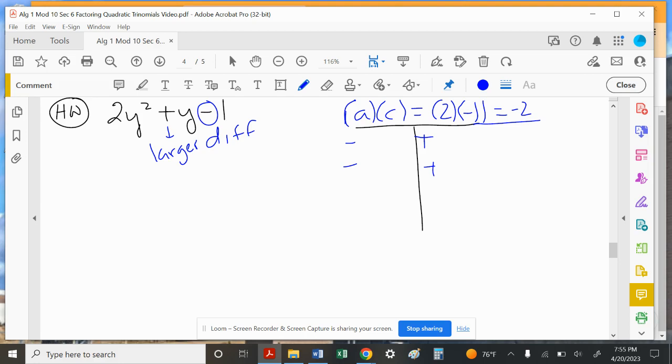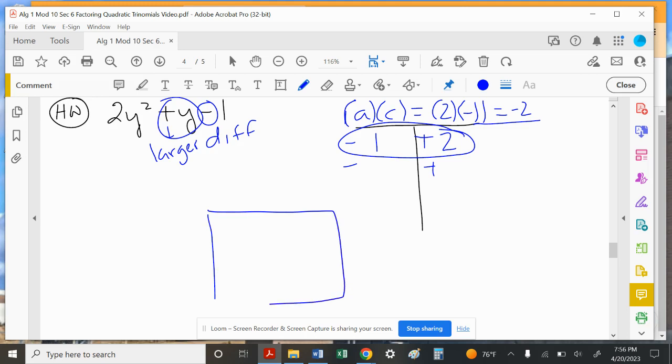We look at all the multiples of 2. There's really only one multiple of 2, 1 and 2. Remember, the lowest number goes on the left, the higher number goes on the right. These two add up to 1, which is that middle term right there. And we found it. So in this case, instead of doing the grouping, which we could do, we're going to draw a box. And we're going to draw a 2 by 2 box.